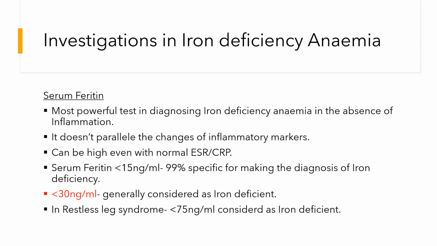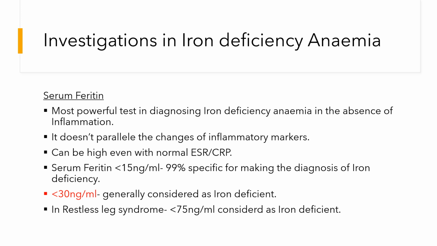A few facts about serum ferritin. It is the most powerful test in diagnosing iron deficiency anemia in the absence of inflammation. And it does not parallel the changes of inflammatory markers. So ESR can be normal, it can be high, but you cannot correlate the level of ferritin to ESR or CRP. And sometimes it can be high even with normal ESR or CRP.